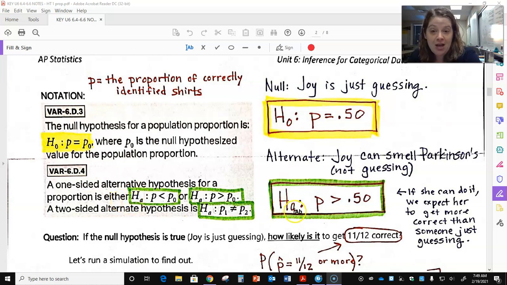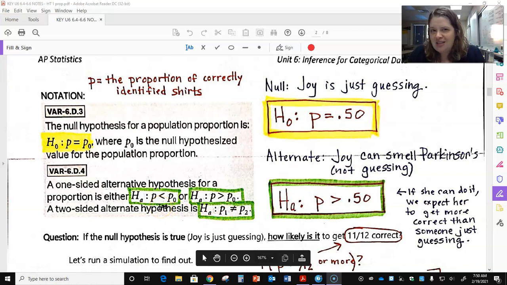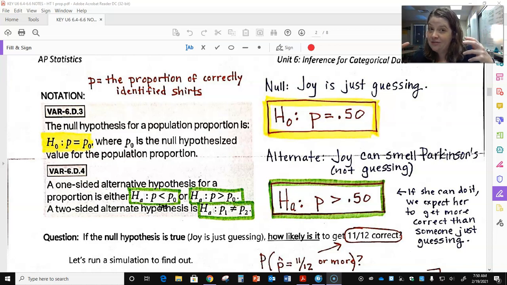We usually say HA for alternate hypotheses. Some people will show it in textbooks as an H sub 1, so sometimes you might see that. It's either going to be a less than, a greater than, or a not equal to. So you have to stop here and ask yourself, if Joy wasn't just guessing, if she really could smell something, do we think that she would get less than 50% correct, more than 50% correct, or do we think it will be different either way? In this case, we would expect her, if she really could do this, to get more.